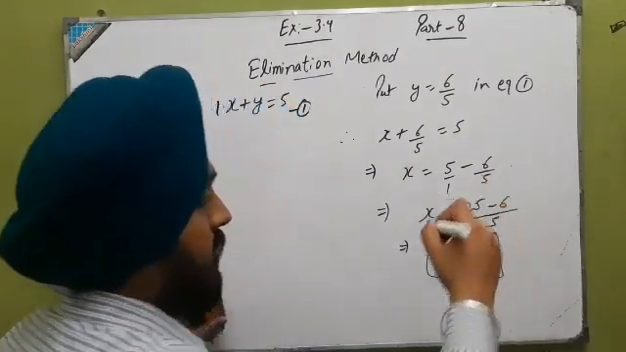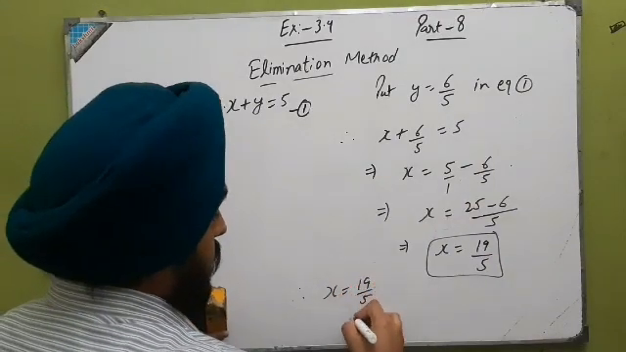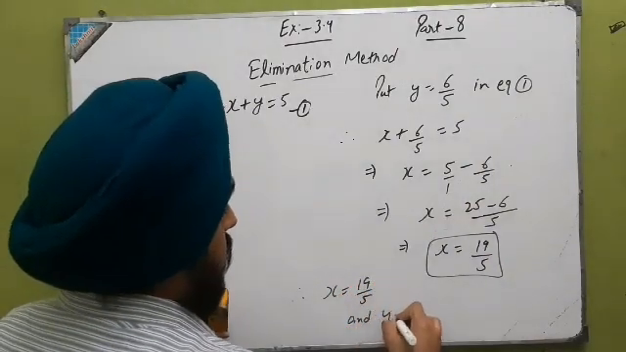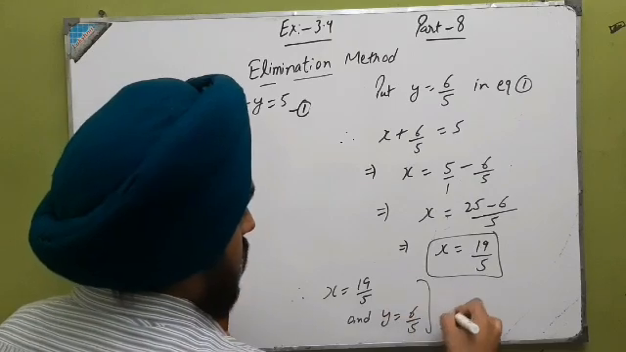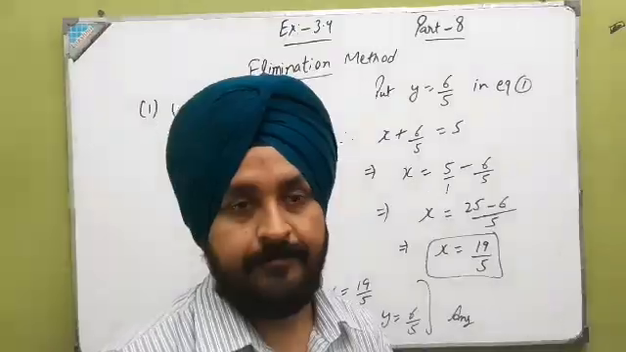So the values of x and y are, therefore write here, x equal to 19 over 5 and y is equal to 6 over 5. That's all. So that is the elimination method.